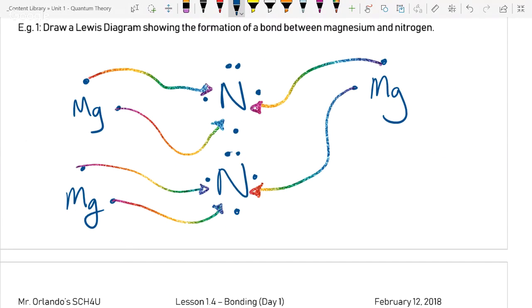There we go. So with magnesium with its 2+ charge and nitrogen with its -3 charge, when it forms a full bond, this works when we have how many magnesiums? 3. And how many nitrogens? 2. Does that make sense?